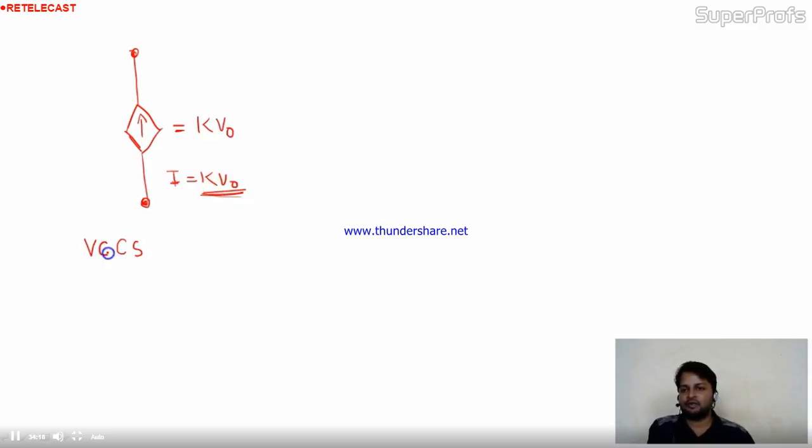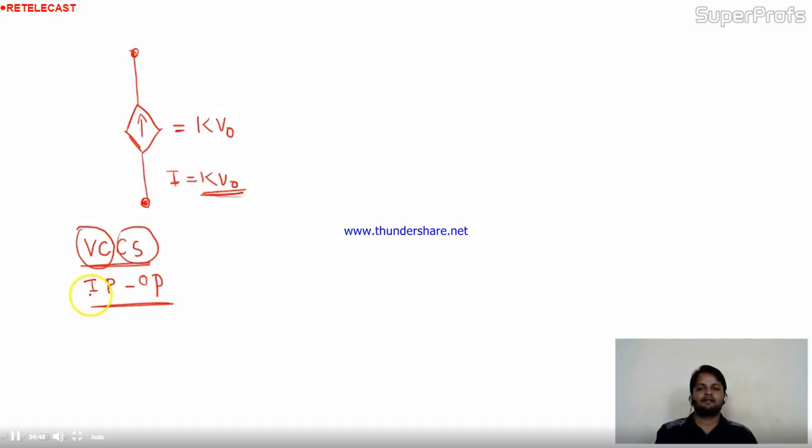So this is the voltage controlled current source. The source you are seeing here is the dependent source, and the type is voltage control current source. Is it okay to you people? Here this is the input, and here this is the output. So this is the input output topology. Input is voltage control, output is the current source.